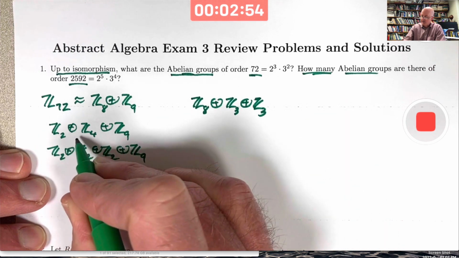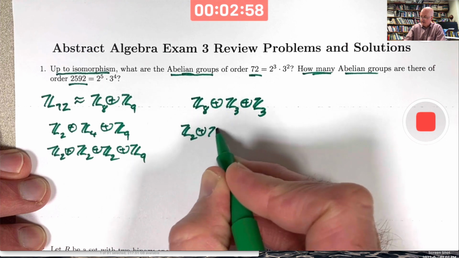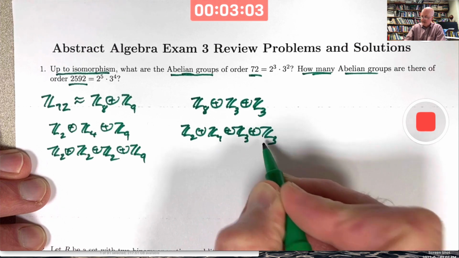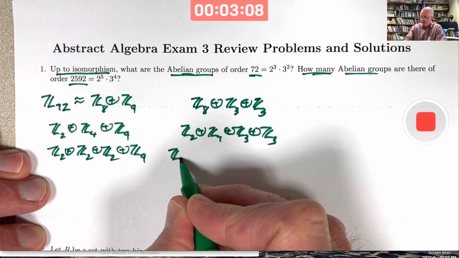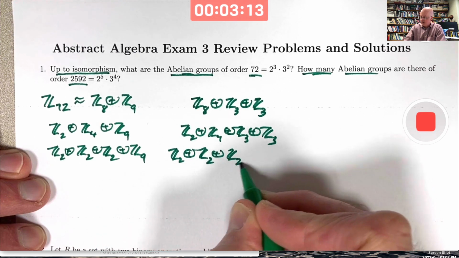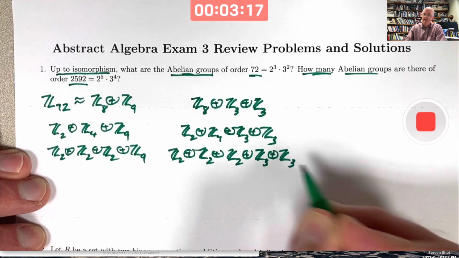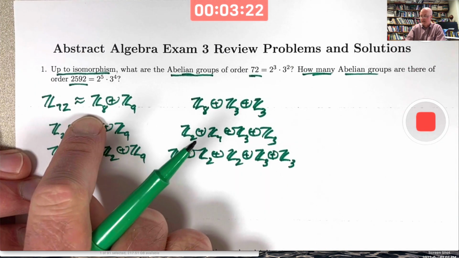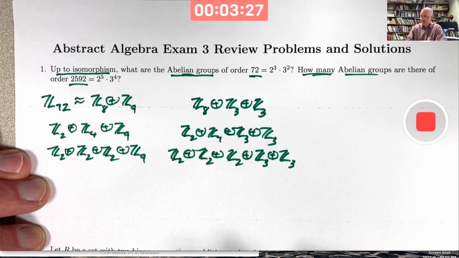Continuing, take Z2 with Z4 and then do 2 factors of Z3. Like this. And finally, take 3 factors of Z2 along with 2 factors of Z3. So altogether, we have 6 isomorphism classes for abelian groups of order 72. There they are. It's not the only way to write these. In fact, you know, this one, the cyclic one, can be written in 2 ways. You can write these other ones in other ways too, but I don't want to get into details.